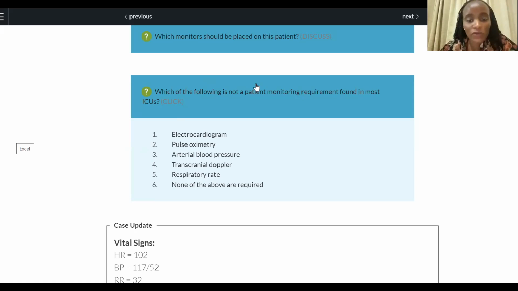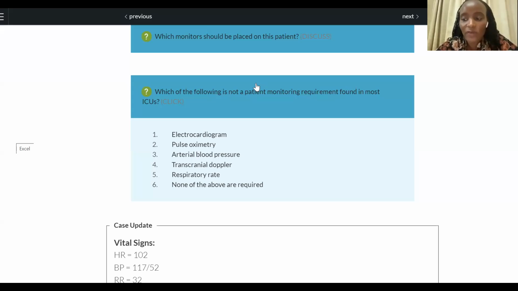Pulse oximeter is obvious because here you want to monitor the saturation of oxygen. So anything below 90 or even 85 will now be an indication that this patient needs supplemental oxygen. Arterial blood pressure is important, especially in patients who have had open heart surgeries.